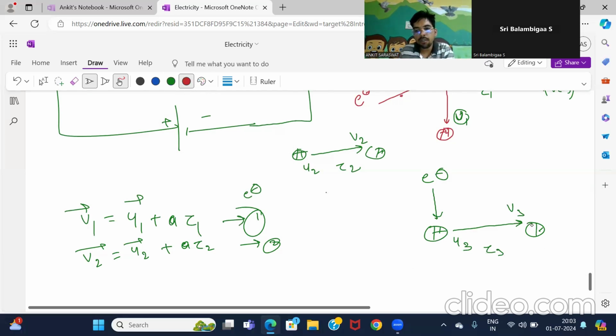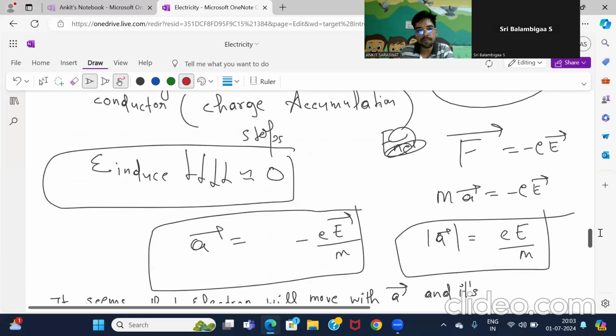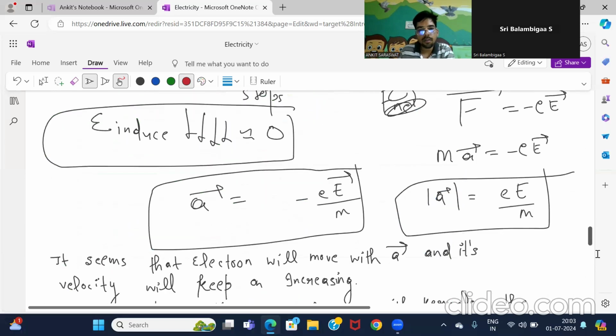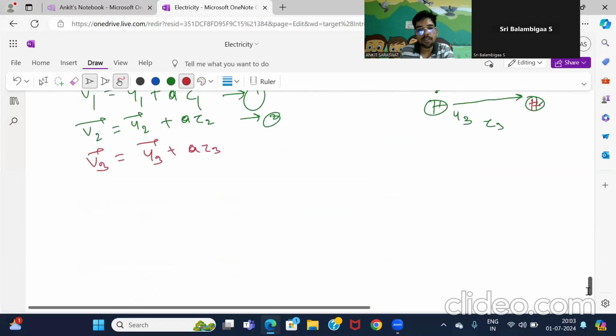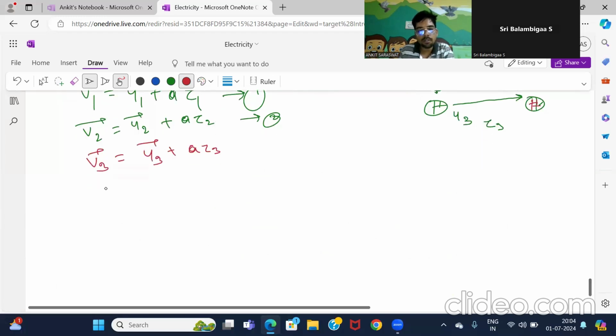There will be many electrons, and every electron is having a different v for a particular instant of time. It is having v3 = u3 + a tau 3. Similarly for all the electrons, up to the nth electron. For example, there are n electrons. For the nth electron, this is the velocity. Clear?